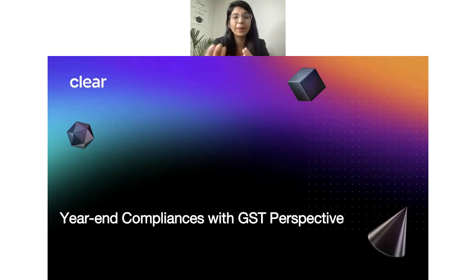There can also be the applicability of something, let's say e-invoicing. Or let's say I want to convert myself from QRMP to the normal scheme. So there are many things we have to look after, right? In today's session, we are going to look at the year-end compliance which we should follow, and make sure that your whole checklist has been done properly.